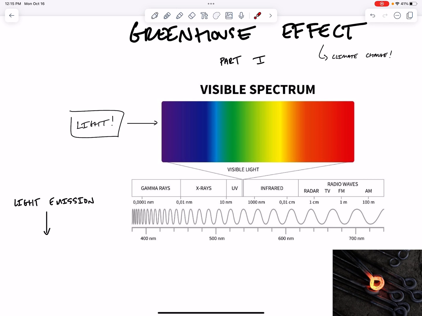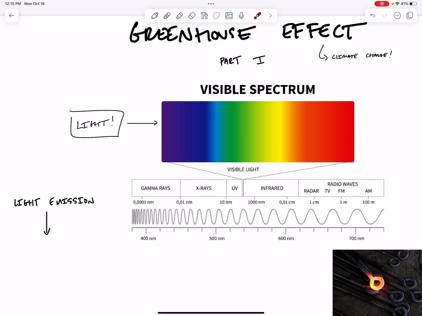So here is the rainbow. Here we have red, all the way down to indigo or violet on this side. And if we combine all these lights together, we would see white. If we mix red, green, and blue, we get white. And the absence of light would be black. But again, this is visible light.